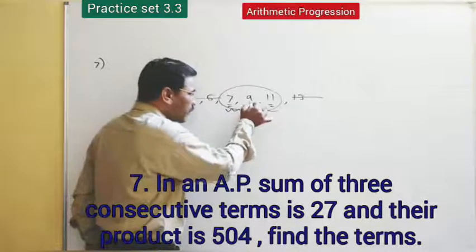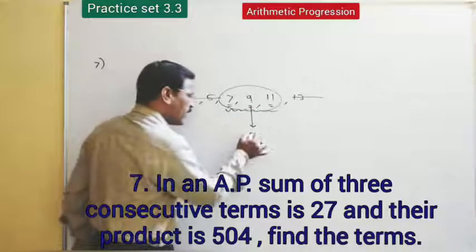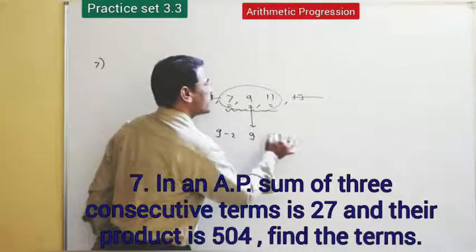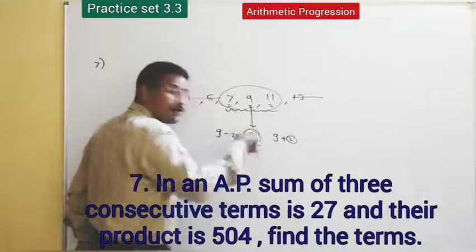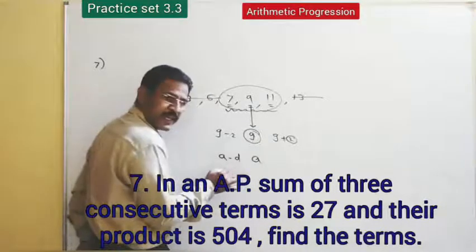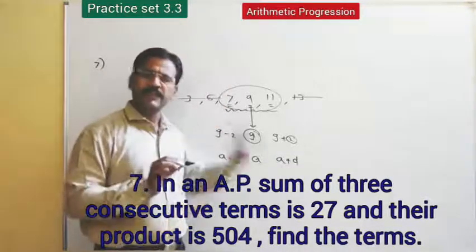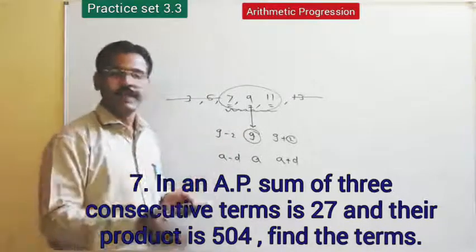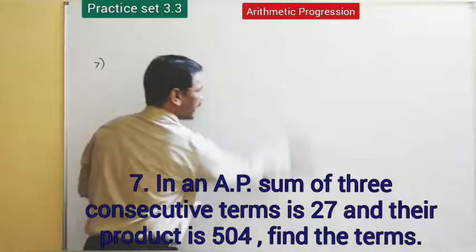Now look, here we suppose the middle term is A. Then 9 is kept as it is. Here it is 9 minus 2, here it is 9 plus 2, where 2 is the common difference. So we have to generalize this. We take this as A, this one as A minus D, and this one as A plus D. Like this we can think. Very similarly here also we have to think the similar way. So the three consecutive terms are these three. Using that concept we can solve it.